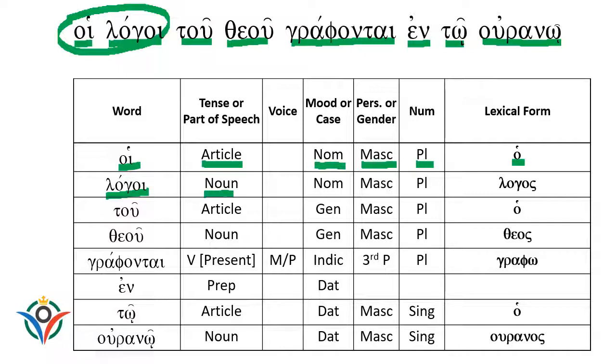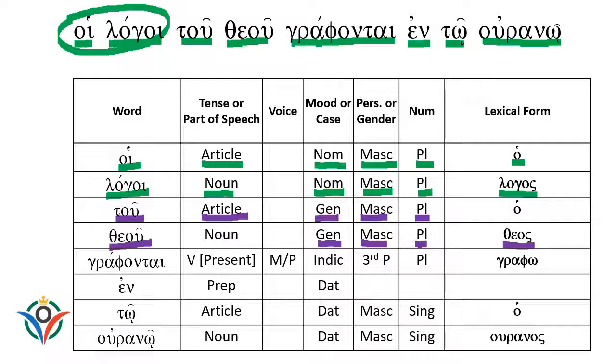So let's have a look there. The article is nominative, so the noun is nominative. The gender is masculine, so the noun is masculine. And because it's plural, the noun is plural. And that comes from logos. So there we have the, and we have logos in the plural form, words, the words. Next, we have another set of article and noun. This article is genitive, masculine, plural, and that agrees with the noun that it's modifying, which is also genitive, masculine, plural, and that comes from theos, which is God.